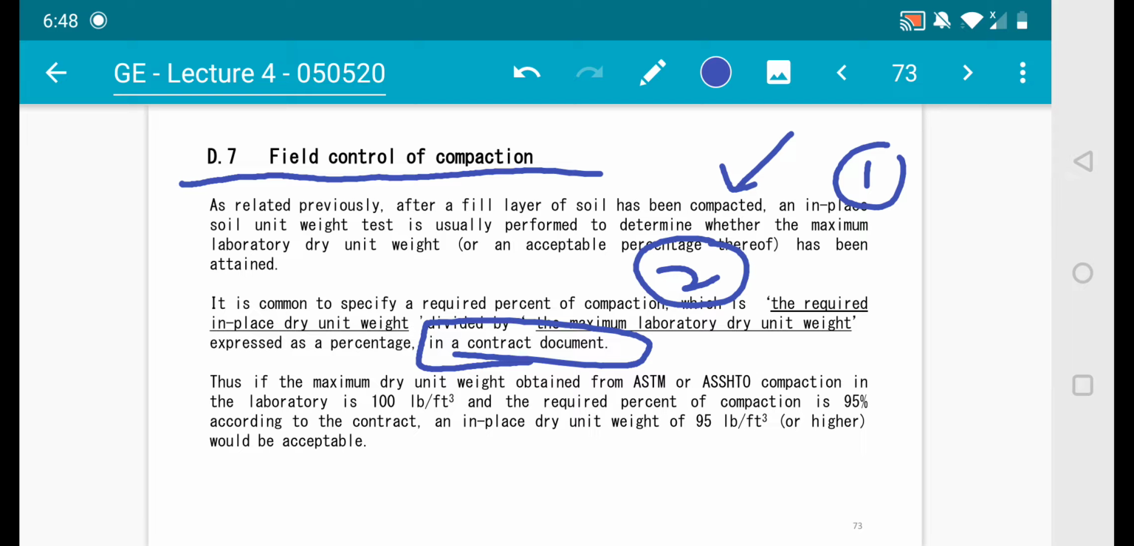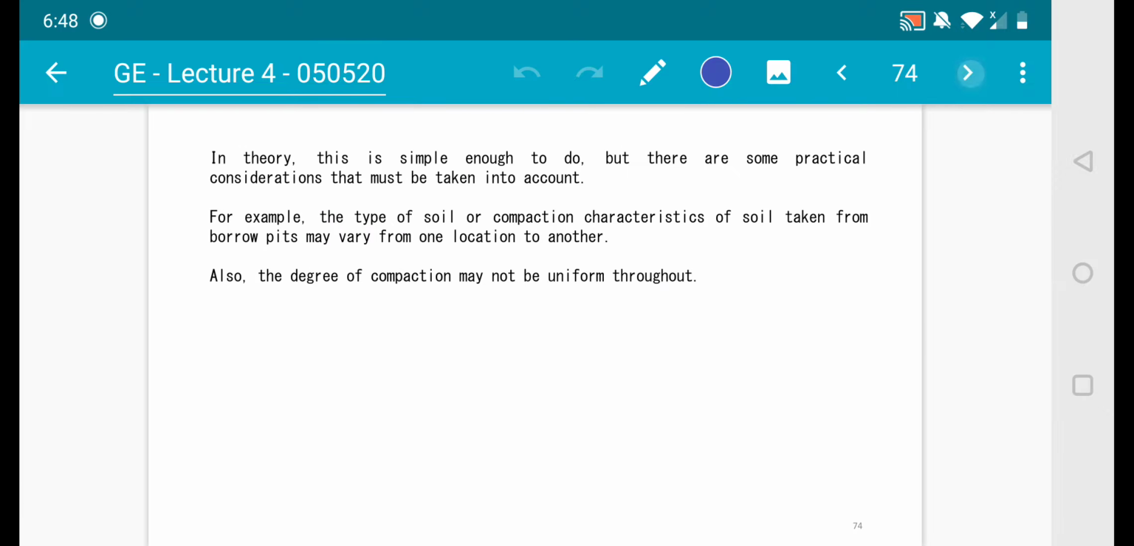Thus, if the maximum dry unit weight obtained from ASTM or AASHTO compaction in the laboratory is 100 lb per cubic foot and the required percent of compaction is 95% according to the contract, an in-place dry unit weight of 95 lb per cubic foot or higher would be accepted. So this is written in the contract document. In theory, this is simple enough to do, but there are some practical considerations that must be taken into account. For example, the type of soil or compaction characteristic of soil taken from borrow pits may vary from one location to another.